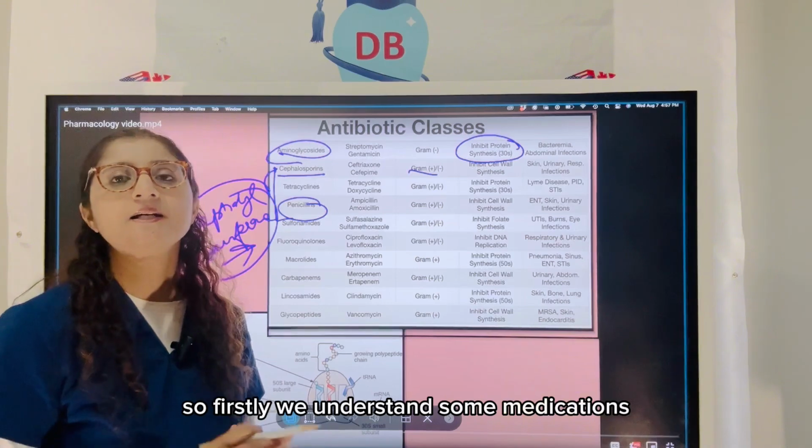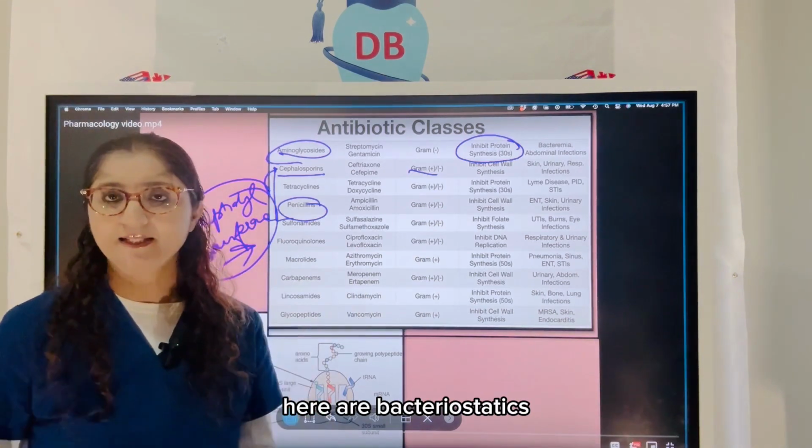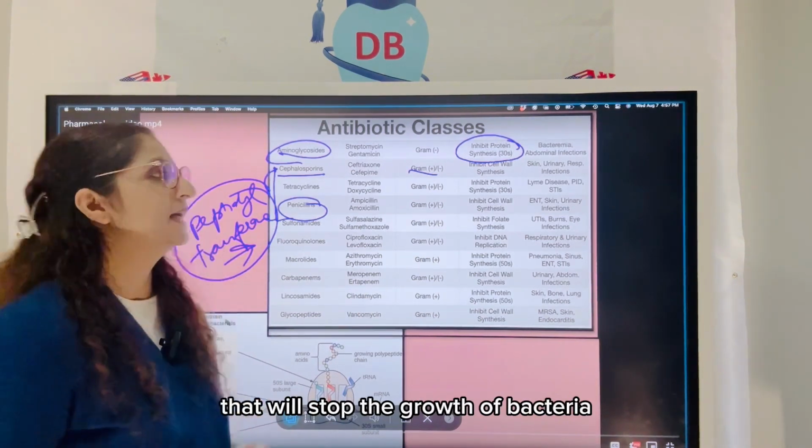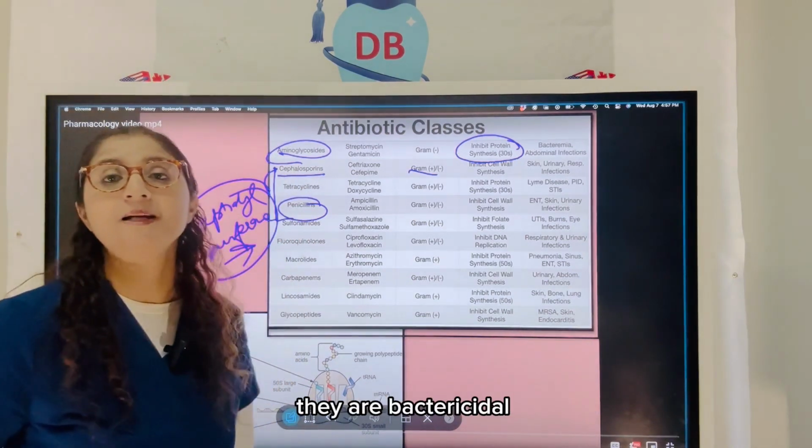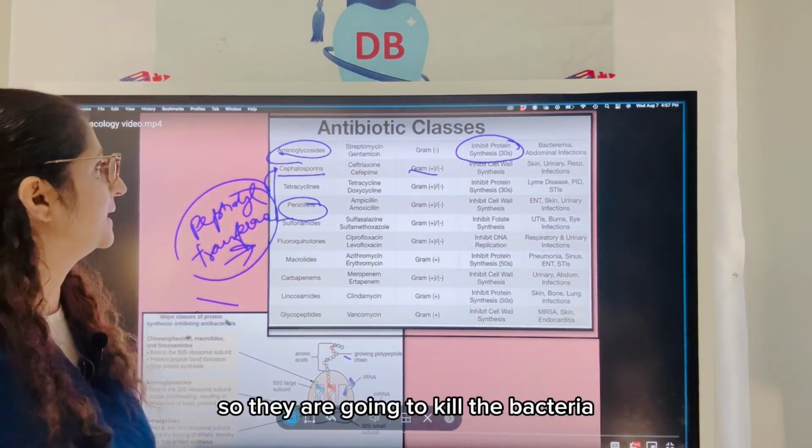So firstly, we understand some medications here are bacteriostatic, that will stop the growth of bacteria, and some of them are bactericidal, like penicillin and cephalosporin. They are bactericidal, so they are going to kill the bacteria.